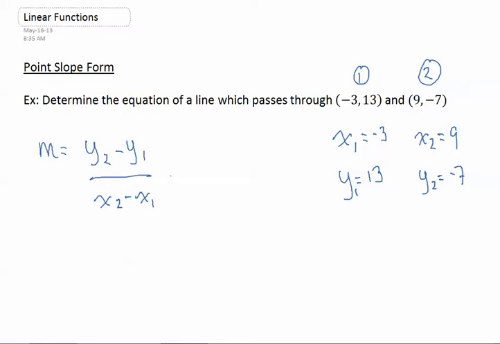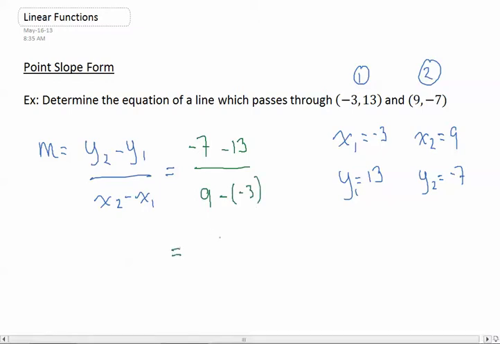Okay, so what we want to do now is substitute these into our slope equation. I'm going to pause here and give you a head start. So we're going to substitute these values into our equation here. I get negative 7 subtract 13 over 9 subtract negative 3. So we're just going to simplify. In my numerator I get negative 20, and in my denominator I get positive 12. Remember, subtracting a negative is the same as adding a positive, so that's where our 12 comes from. And this can be simplified. Both the numerator and denominator are divisible by 4, so I get negative 5 over 3. And this is our given slope.